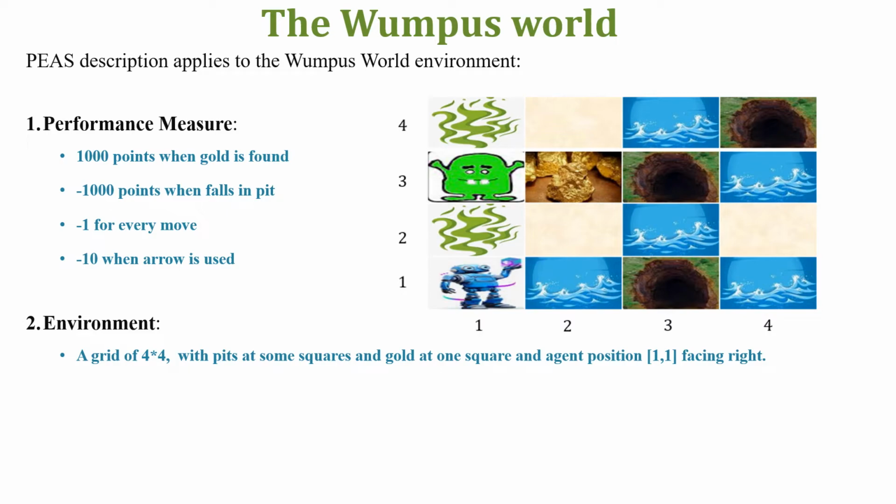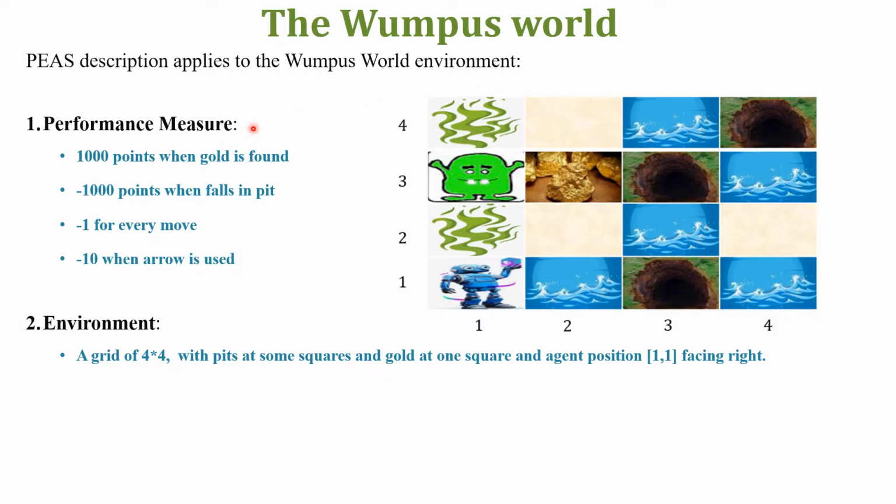Now let us understand the Wumpus world problem. Before looking into the PEAS description, this is the structure of the Wumpus world problem. As you can see, it's a 4x4 grid. This represents the agent, this represents the Wumpus, this is the gold, this is the breeze, and this is the pit. Now let us understand the PEAS description and apply that to the Wumpus world environment.